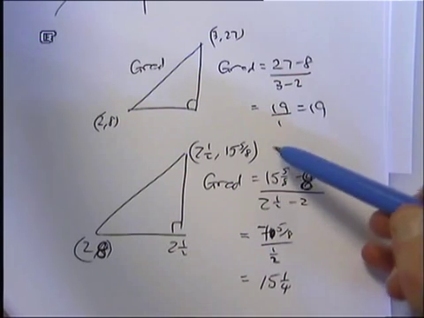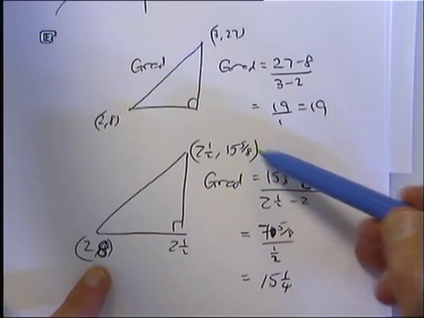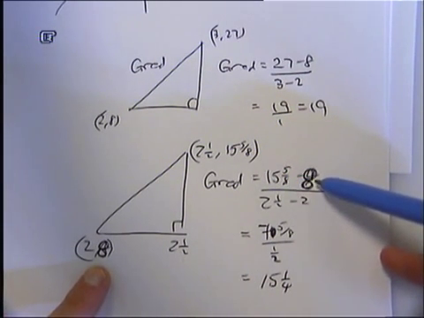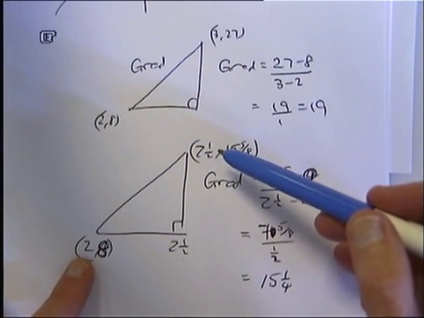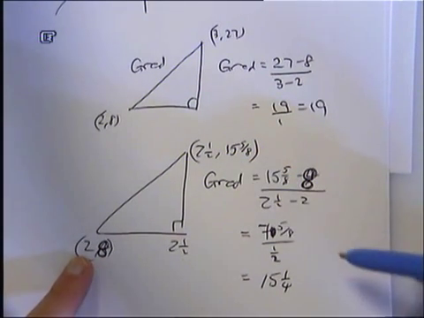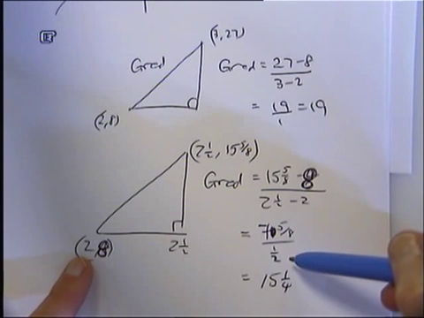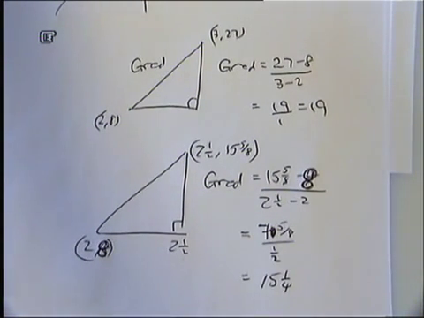The gradient will be the difference in the y coordinates, which is 15 and 5/8 take away 8, over the difference in the x coordinates, which is 2.5 take away a half. That gives you 7 and 5/8 divided by a half, and that comes out to be 15 and a quarter.